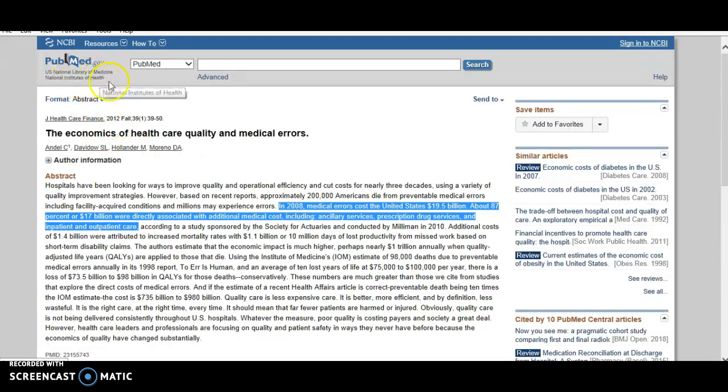In the U.S. National Library of Medicine, I found this article as well, The Economics of Medical Errors. In 2008, medical errors cost the United States $19.5 billion, about 87% or $17 billion, were directly associated with additional medical costs, including ancillary services, prescription drug services, and inpatient and outpatient care. In that scenario, the patient ended up being okay, but they had to run some more tests. That's where that increased cost in healthcare is coming from. And it's the increased cost to the patients.